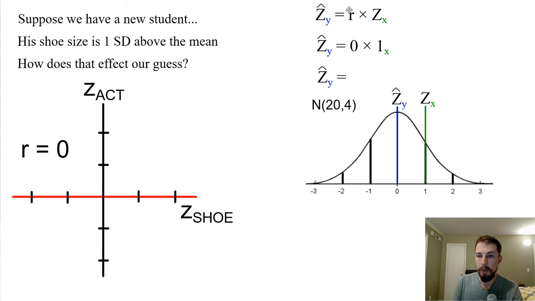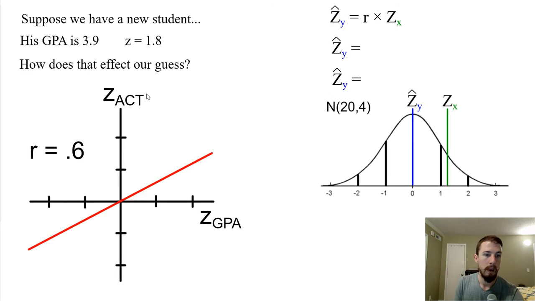All right, so we plug it in. We do correlation of 0 times 1, which is just going to be 0. So our predicted value, the z-score for y, is just going to be 0. Now we know his GPA is 3.9, which is a z-score of 1.8. How does that affect our guess?